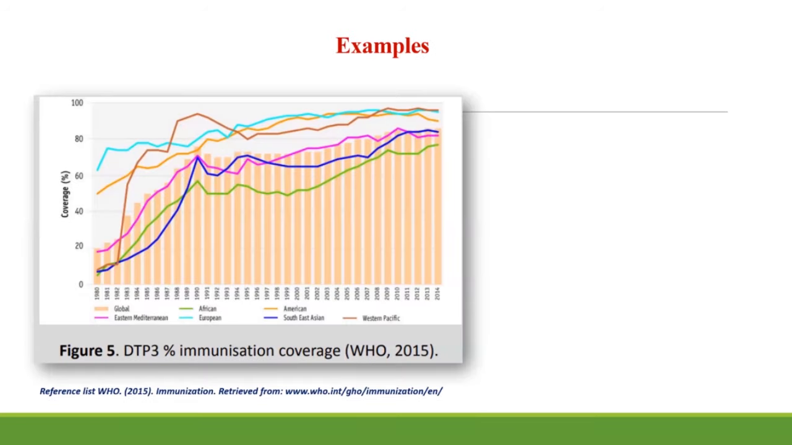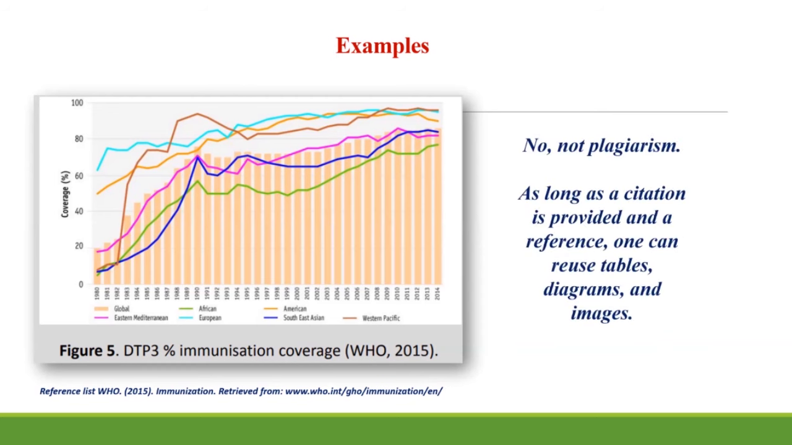Now, these are examples of what is not plagiarism. As long as the citation and the reference are provided, one can reuse tables, diagrams, and images. Although the content may be the same, you should change the colors. In other words, rather than orange, you can have some other color, so the image should at least look different. But you can give a reference to where you have taken the subject matter from, and then it will be plagiarism free.